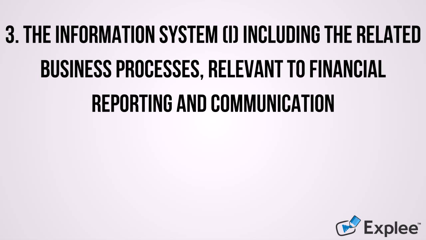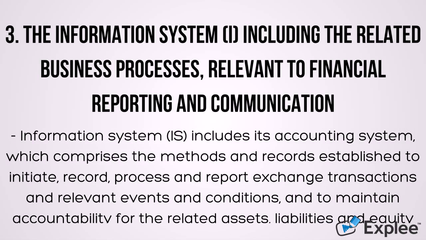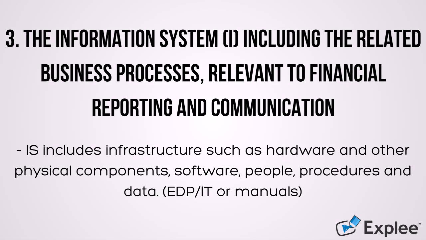Third, the information system, including the related business processes, relevant to financial reporting and communication. Information system includes its accounting system, which comprises the methods and records established to initiate, record, process and report transactions and relevant events and conditions, and to maintain accountability for the related assets, liabilities and equity. Information system includes infrastructure such as hardware and other physical components, software, people, procedures and data.